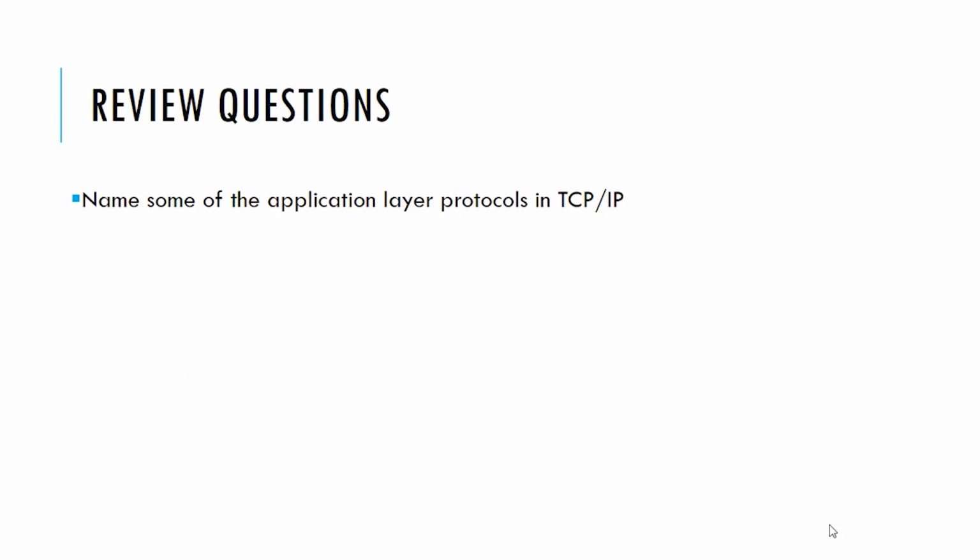We can name several protocols working in the application layer of the TCP/IP, such as HTTP, the Hypertext Transfer Protocol, FTP, the File Transfer Protocol, DNS, the Domain Name System protocol, and SMTP, the Simple Mail Transfer Protocol. All of these work in the application layer of the TCP/IP. Let's recall here that the application layer of the TCP/IP corresponds to three layers of the ISO-OSI model, which are application, presentation, and session.